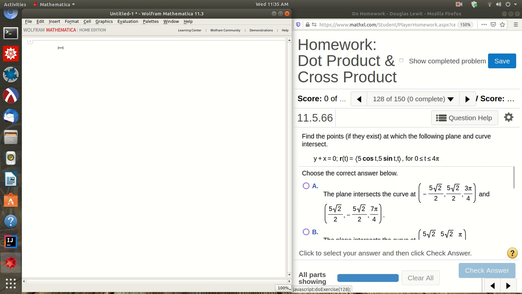Now, if you think about it, I'm going to put in a comment here. y plus x is equal to 0 means the same as y is equal to negative x. Okay, so I think we can all agree on that. And of course, that really means the same as negative y is equal to x.